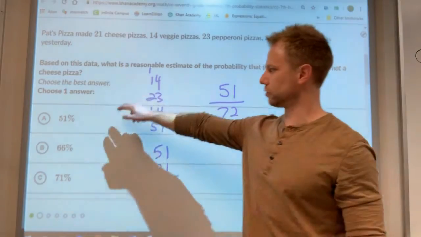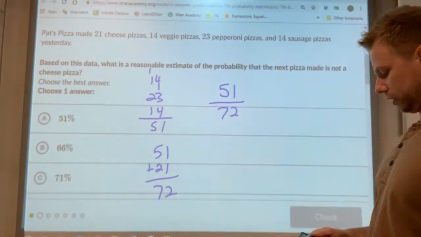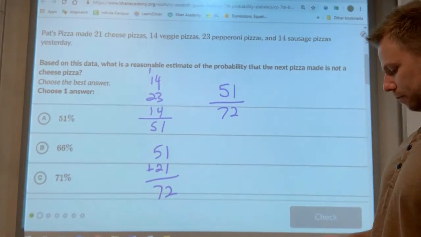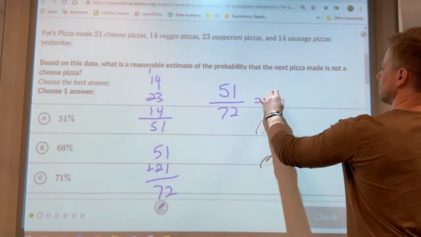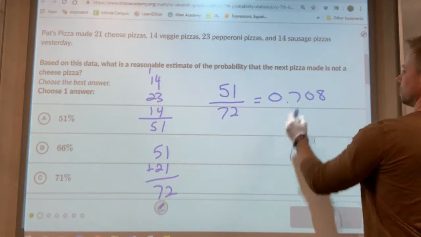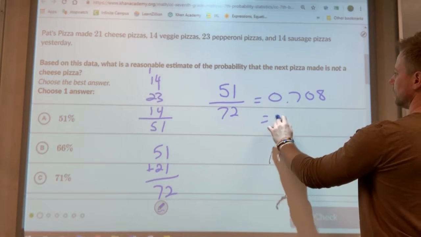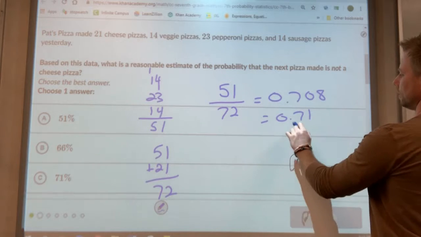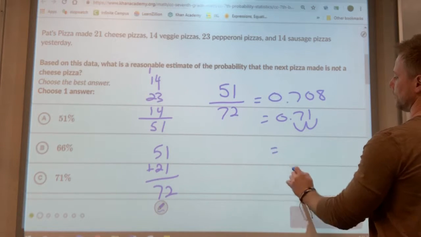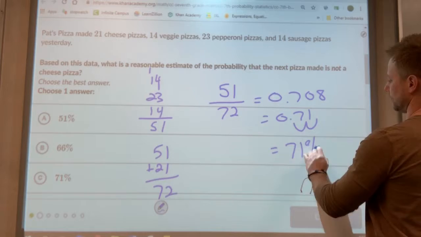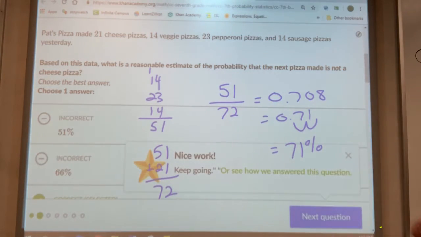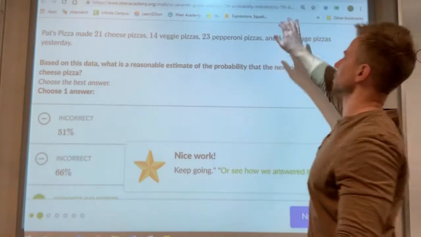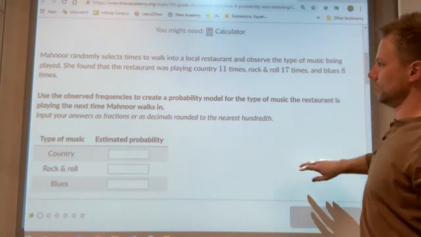Now notice their answers are in percent form. So we're going to change that to a decimal first. Top number divided by the bottom number is 0.708. Round that to 2 decimal places. 0.71. Change that to a percent by moving the decimal twice. 71% is what we're looking for, which is C, and we're correct. All right, again, so basically just want over total is what we're doing.